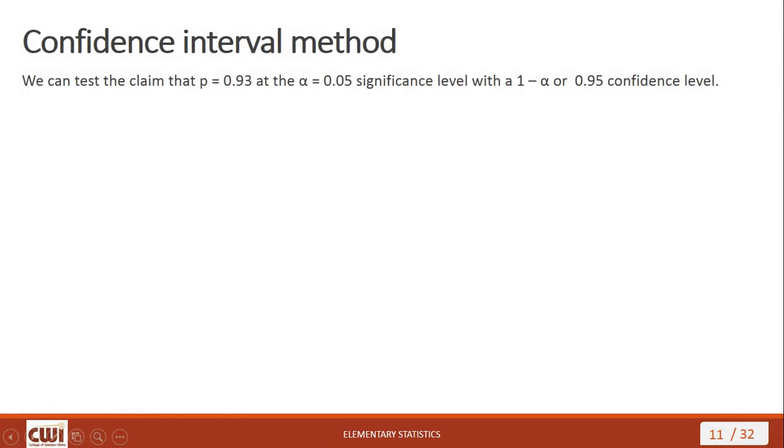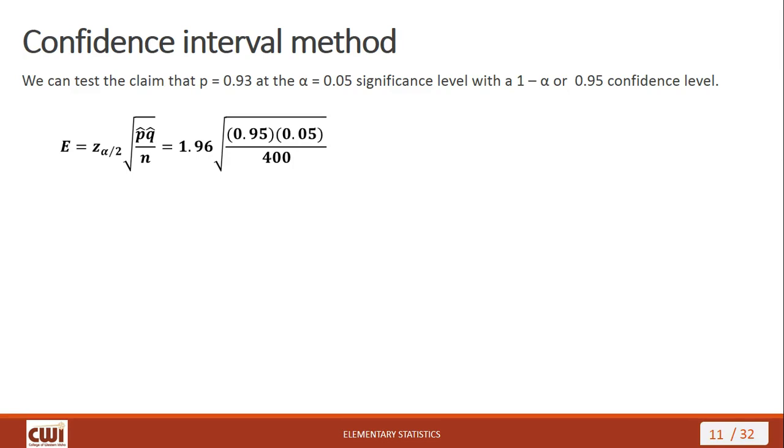We can use a confidence interval method for a two-tailed test on population proportions. So, testing the claim that p equals 0.93 at the 5% significance level for alpha, that means 1 minus alpha gives us a confidence level of 95%. So we calculate our margin of error just as we would previously. Here's the formula. We get our z-score, alpha over 2, and then multiply it by the square root of p hat q hat over n.